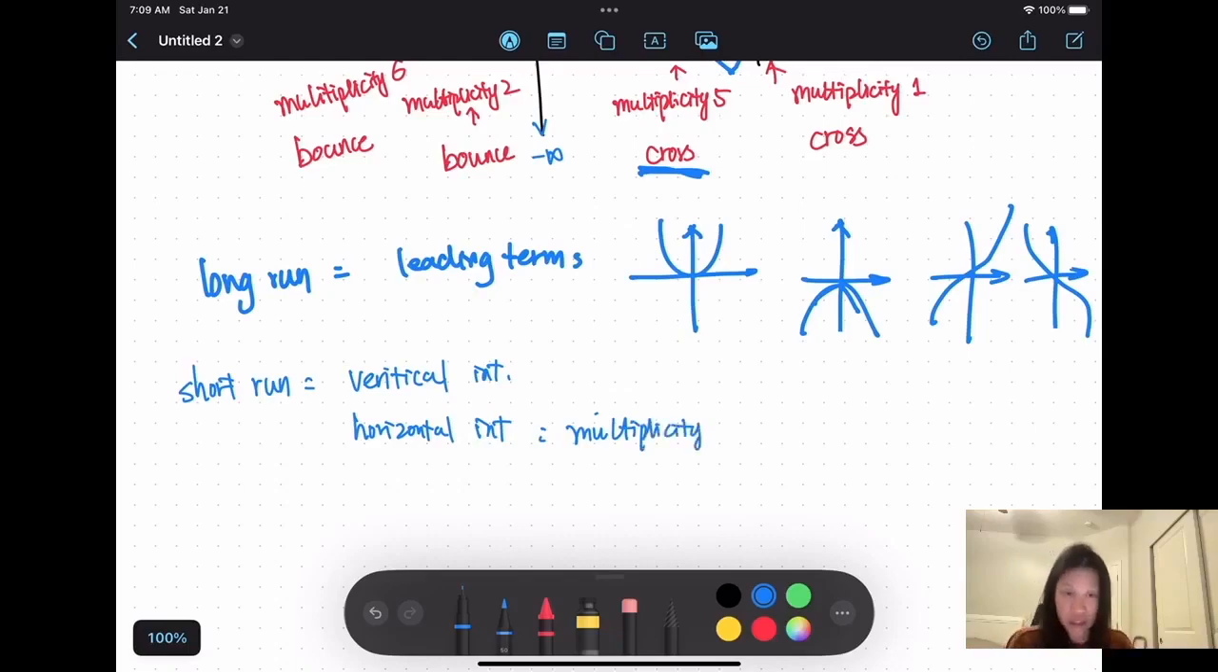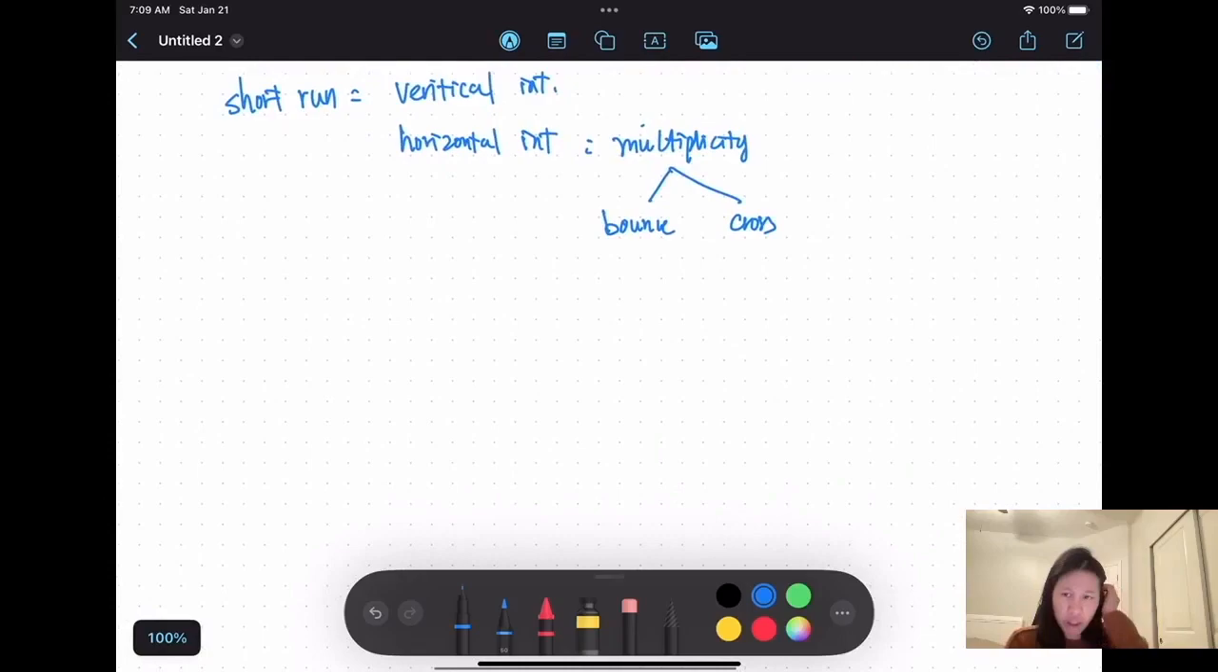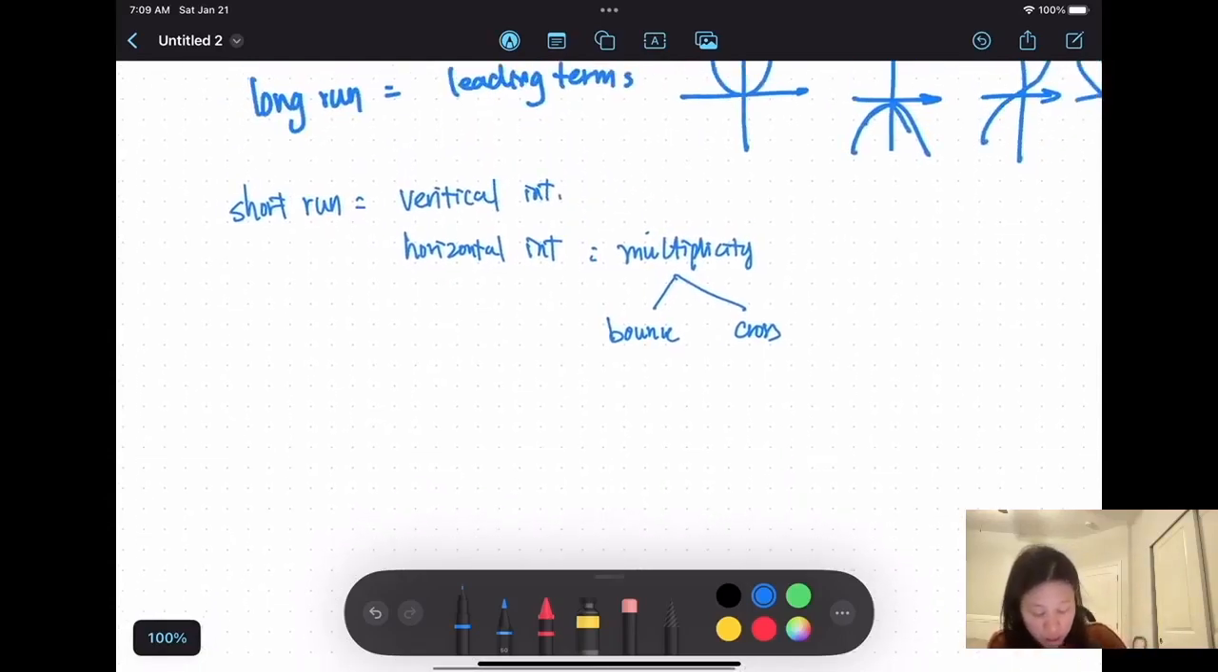So multiplicity is determined by this: if it's an even number, the graph is going to bounce; if it's an odd number, the graph is going to cross. And then we're going to link all the things together. Okay, now let's have another example. Let's try to do the whole thing again.